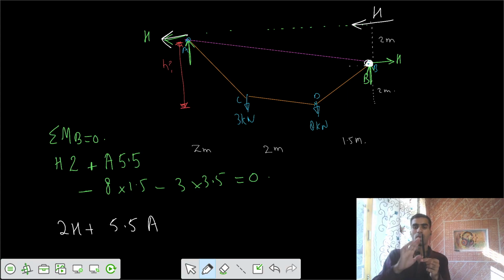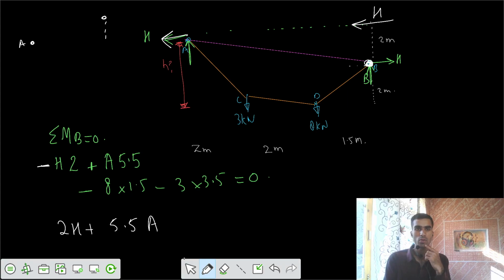Let's say this is some lever arm of 2 meter, and this is point B. You're applying horizontal force in this way, so anti-clockwise rotation. So your H into 2 is negative for this case. If the point B was above, let's say this was point A and this was point B here.